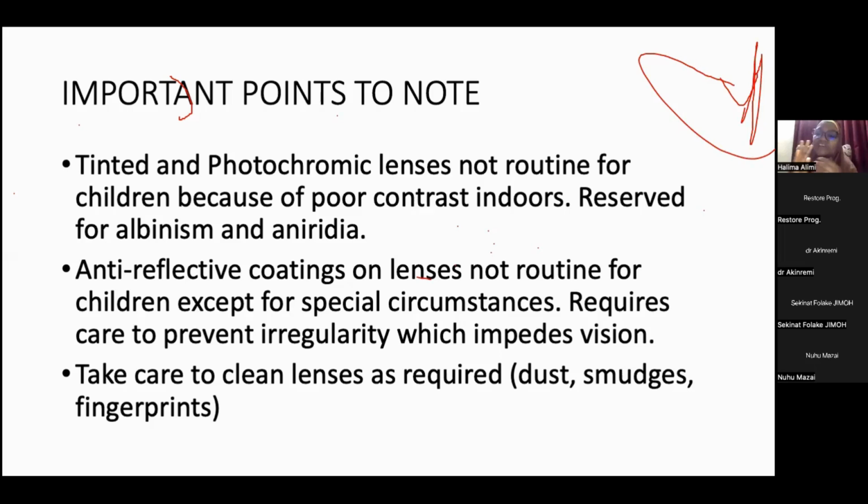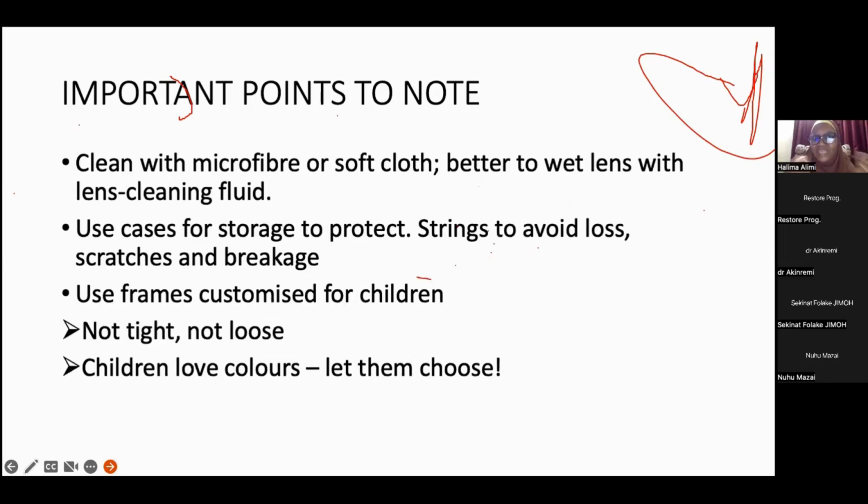The coating becomes irregular as it should. Take care to clean your lenses as required. Dots, smudges, fingerprints, and children handle their lenses. They're immature, so they handle their lenses all the time, always leaving smudges and fingerprints. So we have to pay good attention and have it cleaned every time it needs to be cleaned. When you clean it, clean with a microfiber or a soft cloth, not just any other cloth, because otherwise it will scratch. It's always best to wet your lens with a lens cleaning fluid before you clean it. That makes it nice and clear.